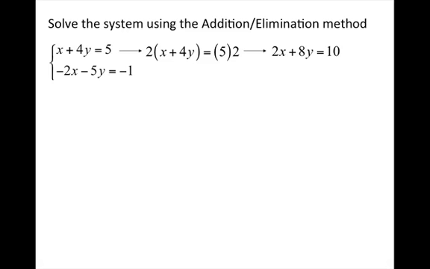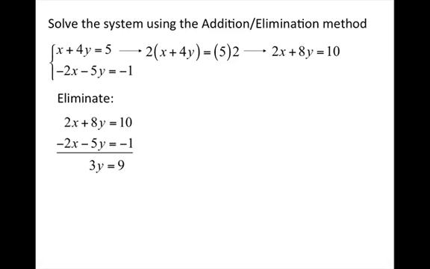Now I have the same number with opposite signs as my coefficient for x. The x coefficients are opposites. So I'm going to add these equations together and eliminate those x's. So the first equation, after multiplying by 2, I got 2x plus 8y equals 10. My second equation is negative 2x minus 5y equals negative 1. If I add these, my x's are going to eliminate.